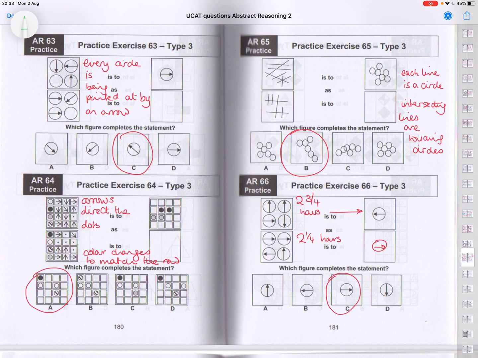So looking at practice exercise 63, there's a bit of a trick question to start off with, because it looks like you're going to have a circle with an arrow pointing in every direction, but then when you have a look at the actual question, when we're looking at the A goes to B, there isn't the possibility of that being the right answer. So we need to look at something else, and it's a bit of a tricky one.